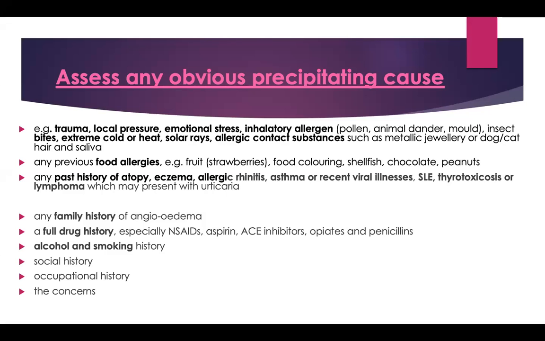All right. Then obtain alcohol and smoking history, social history. Okay, asking specifically about pets. Okay, occupational history, concerns she has, and you already covered most of these. Okay, so this is how to assess any obvious precipitating causes in such a scenario.